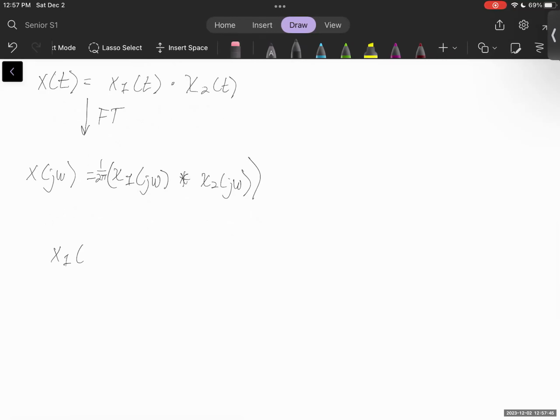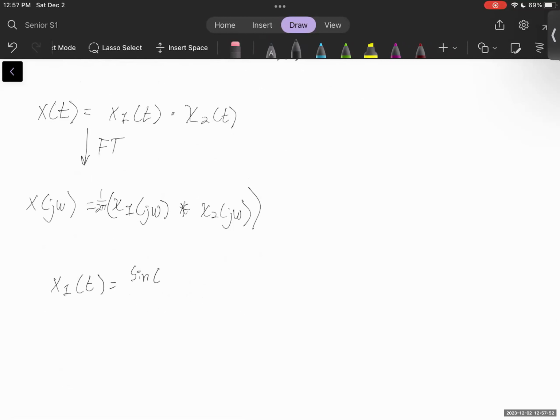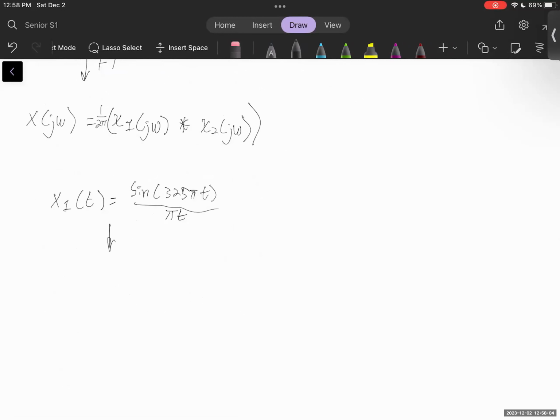So let's start with our x1 of t. That's going to be equal to our sine function up here. So we're going to have sine of 325 pi t over pi t. Now we can do the Fourier transform of this function. And we're going to get X1 of j omega is equal to, from our pairs table, 1 for the absolute value of omega less than our W value, and 0 for the absolute value of omega greater than our W value, where our W is equal to this coefficient on the t. So this is our W, right?